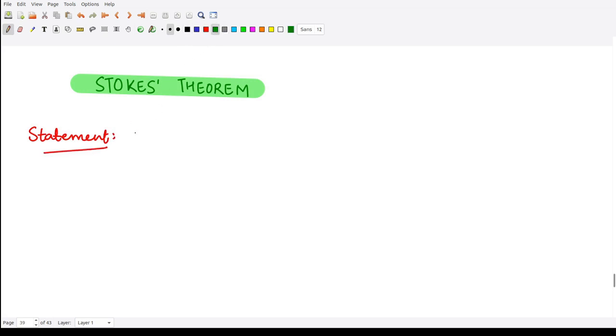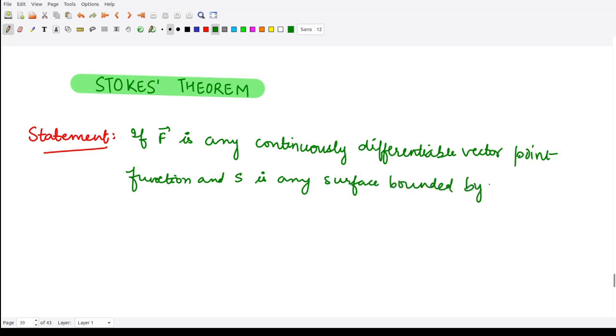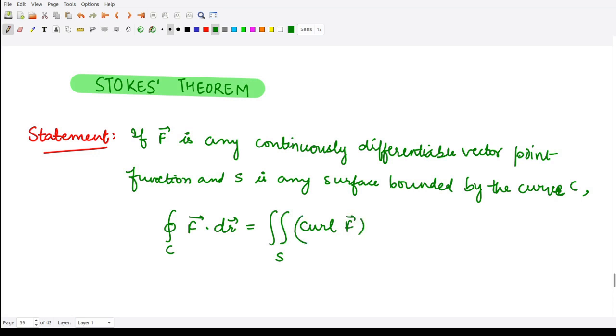So this theorem says that if vector f is any continuously differentiable vector point function and S is any surface bounded by the curve C, then the integration over the closed curve C of this vector f dot dr, that means the tangential direction of this vector, is equivalent to the surface integral taken over curl of vector f dot n cap ds.